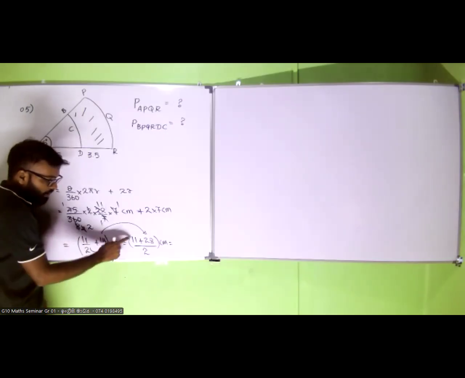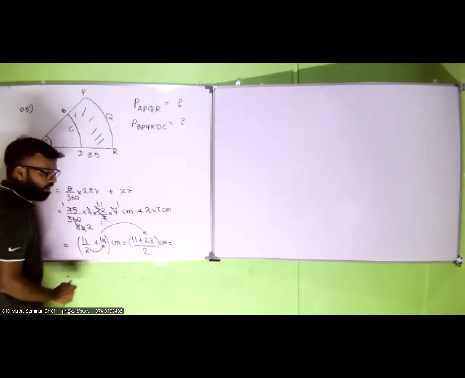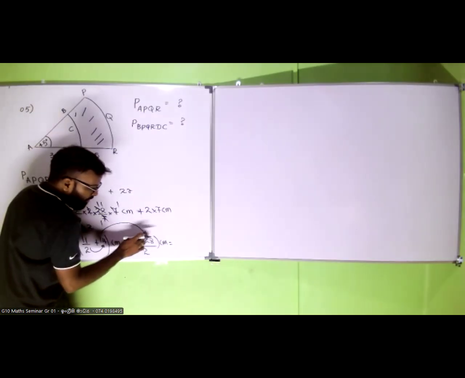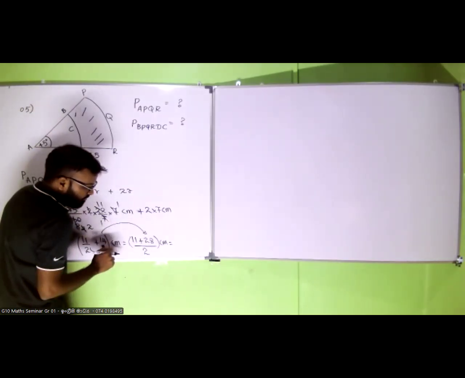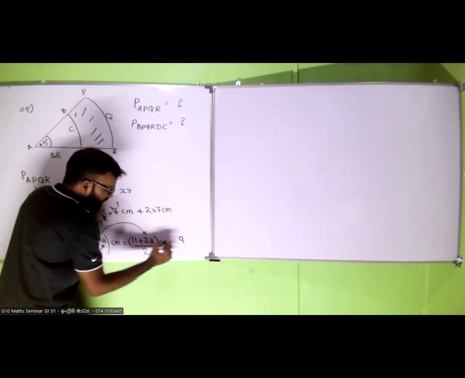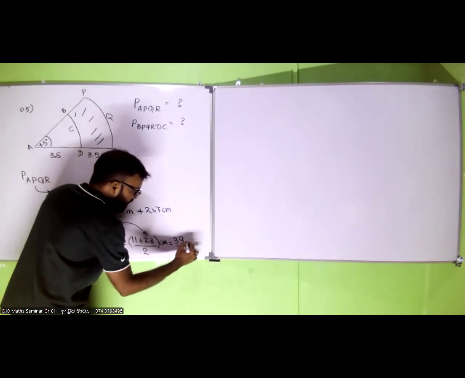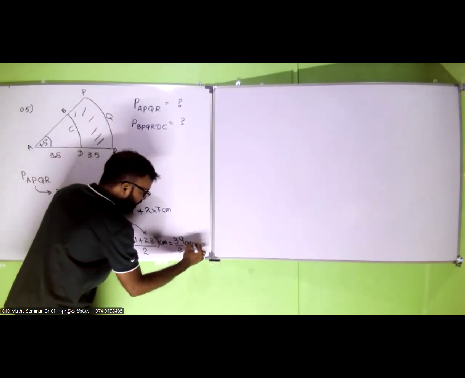So 11 divided by 2 plus 2 times 14, 20. Simplify. 28 plus this, 9. 39 divided by 2 centimeters. So you have to find the difference.